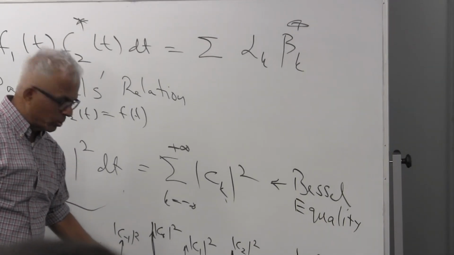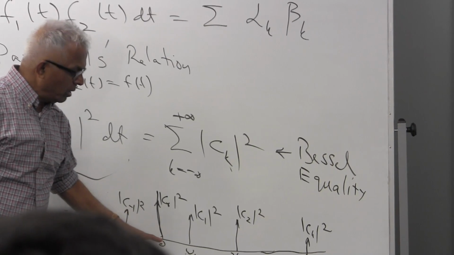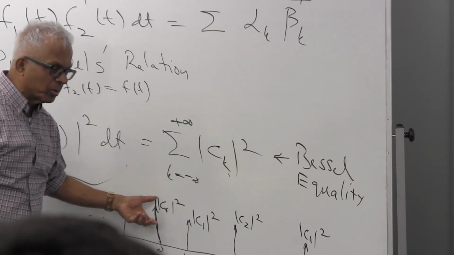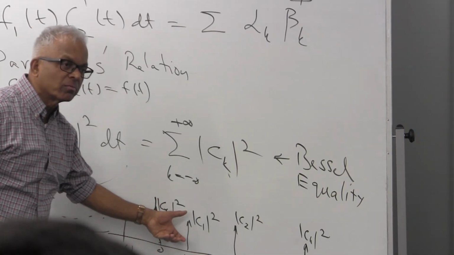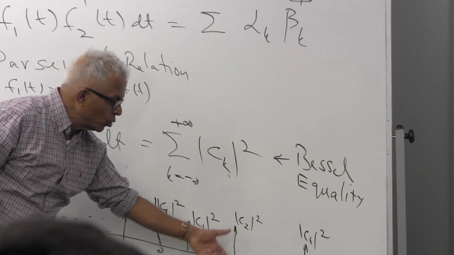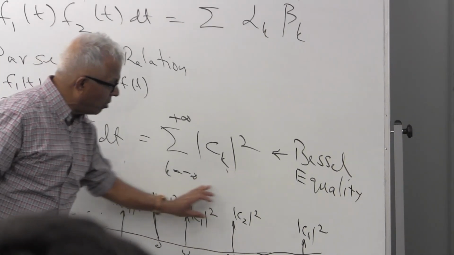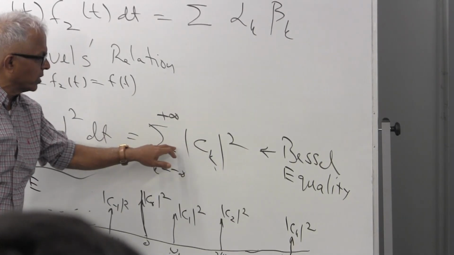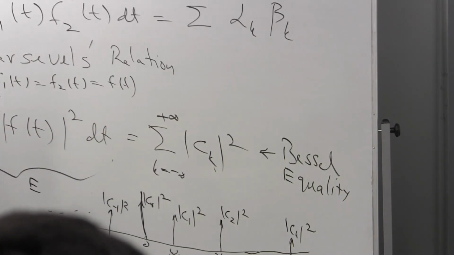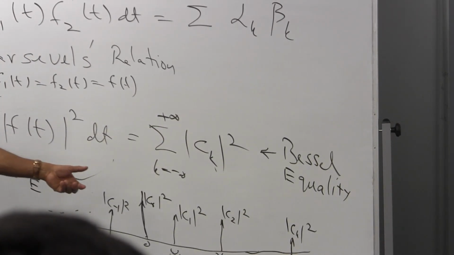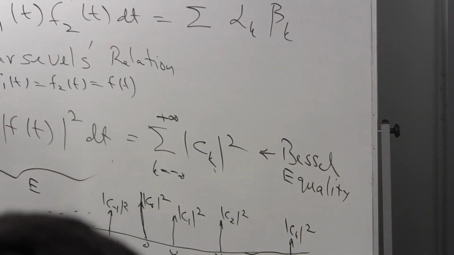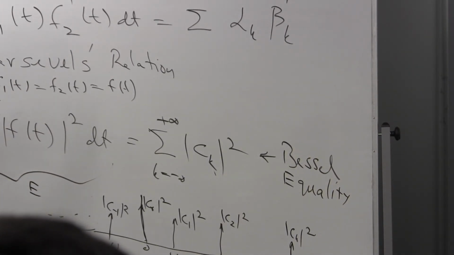I'll go over it one more time. Look at here. At frequency 0, you have this much. At frequency omega 1, you have this much. At frequency 2 omega naught, you have this much. If you add all this stuff, we just proved, you get the total power. So each of these must be representing what? Power at each frequency. Yeah, power at those frequencies, right.